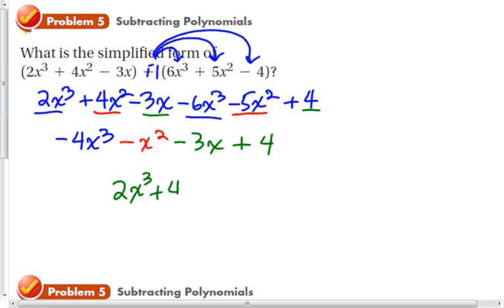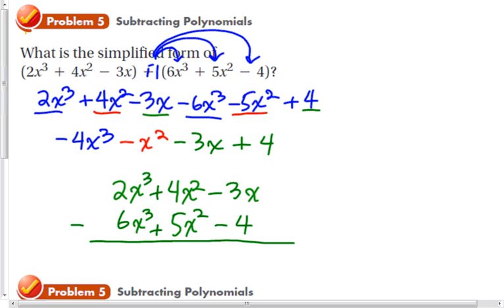2x to the third plus 4x squared minus 3x. And then we're subtracting, so put a minus out there. We're subtracting 6x to the third, 5x squared, and minus 4. Now, when you do this, you have to be careful. Everything's being subtracted. So 2 minus 6 is negative 4x to the third. 4 minus 5 is negative 1x squared.